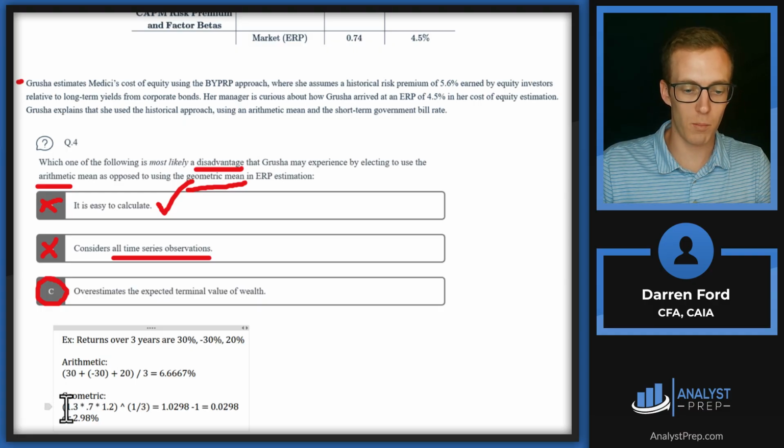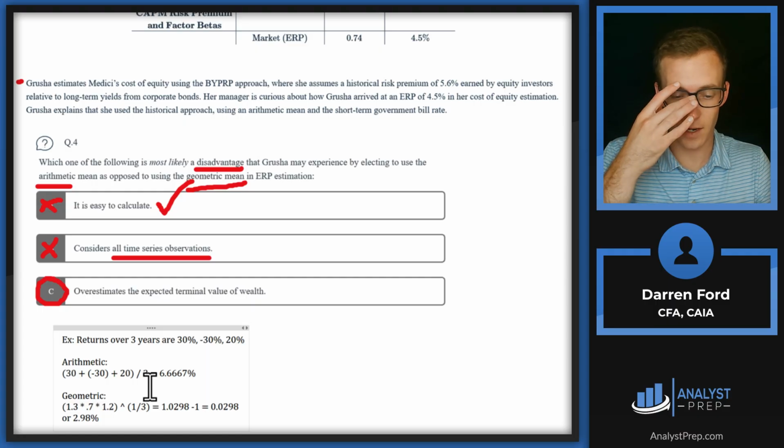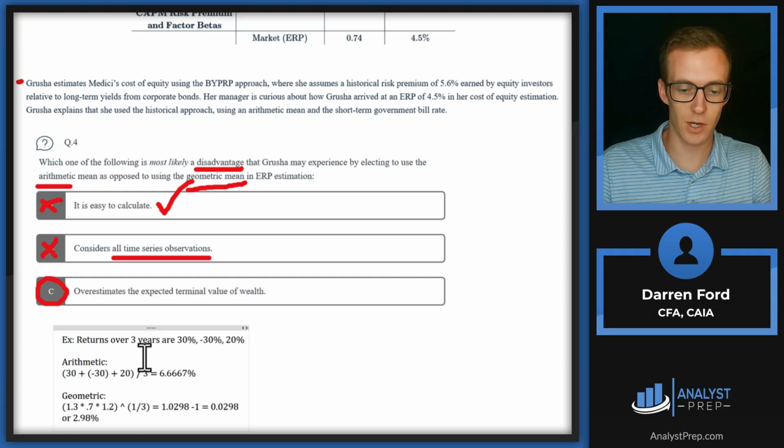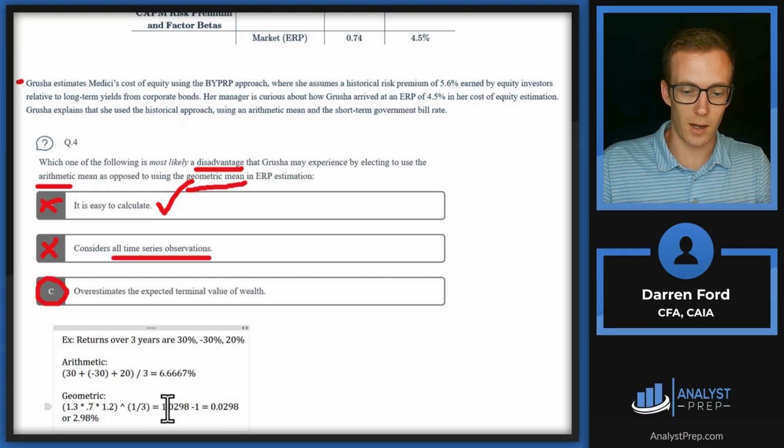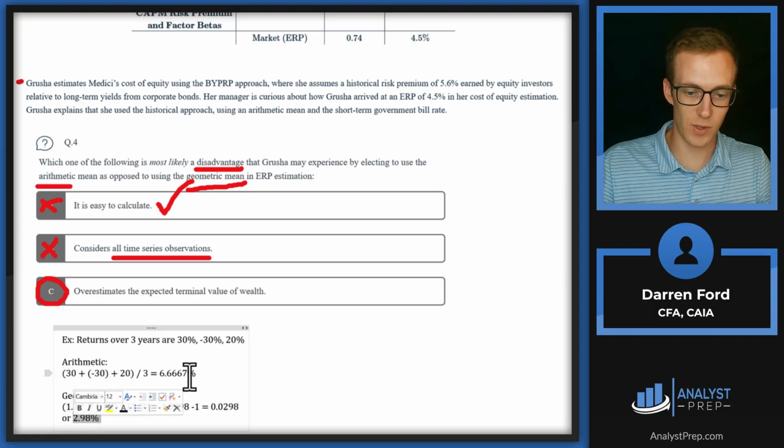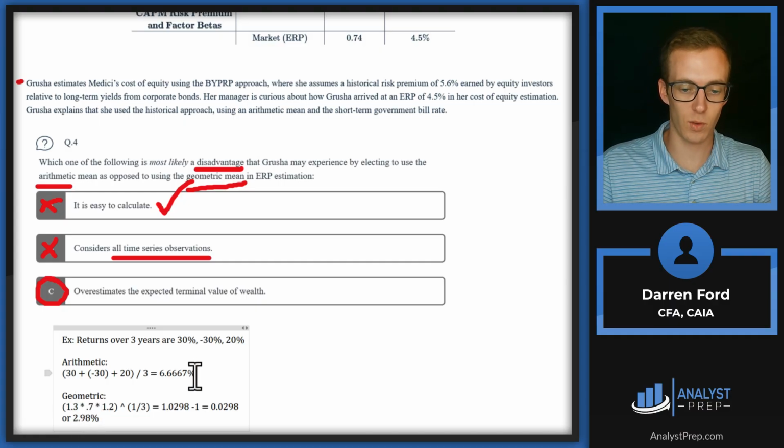And then our geometric return is where we take into account compounding. So we're going to multiply 1.3 times 0.7 times 1.2, and then we take the third root in order to get our annualized compounded return, which then we subtract 1 from and multiply by 100 to get it in percentage terms. So that gets us to just under 3%. So we see this pretty dramatic spread here. We're looking at an average return of almost 7%, but our compounded return that we actually realize is only 3%.